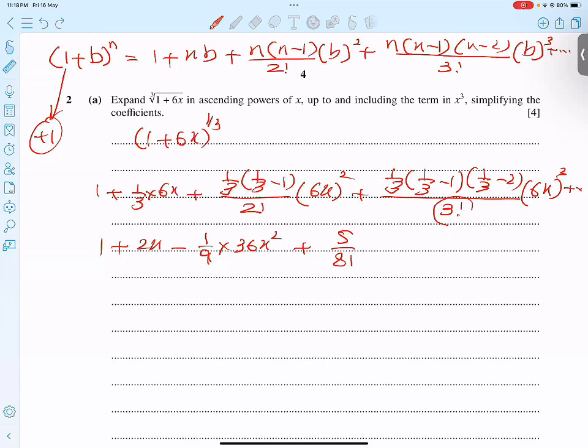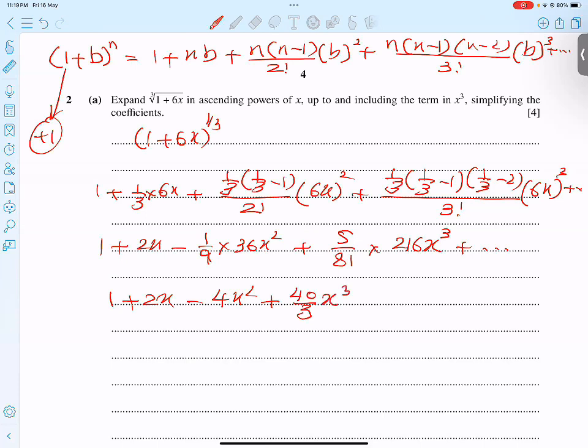Make sure the denominator is 3 factorial, or you write 6, same thing. And here I'm writing the cube, so 216 x to power 3, because 6 to power 3 is that. After multiplying with that, it will give you the other part. So I'm getting 1 plus 2x and negative 4x to power 2, and this is coming to 40 over 3, x to power 3.